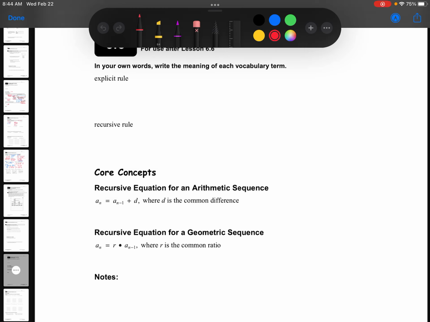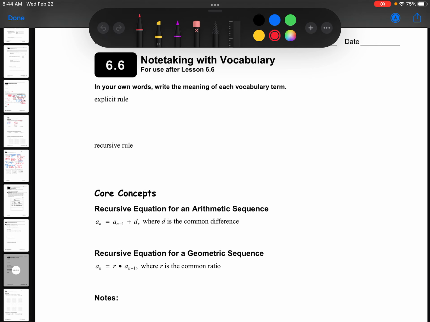Okay, guys, this is our section 6.6, and this is the last of the lessons for this short chapter, the chapter on sequences. In this section 6.6, we're going to review the two previous lessons we've had, and also take a look at one more thing, which I think is quite simple, as you'll see.